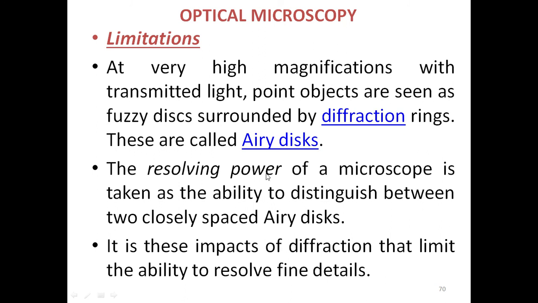So at a very high magnification with transmitted light, point objects are seen as a fuzzy disk surrounded by diffraction rings. These are called Airy disks. The resolving power of a microscope is taken as the ability to distinguish between two closely spaced Airy disks. It is these effects of diffraction that limit the ability to resolve fine details.